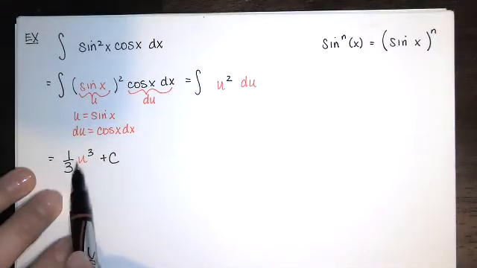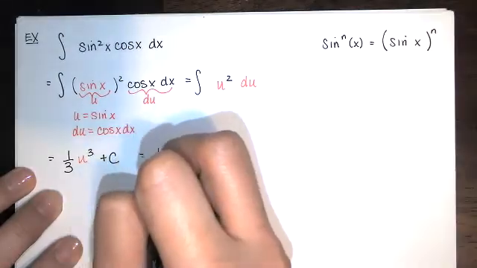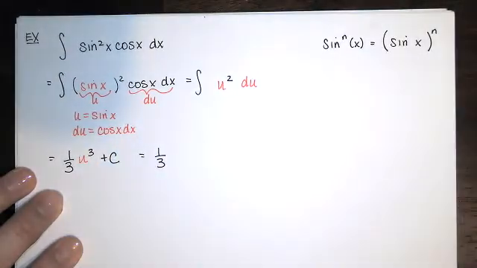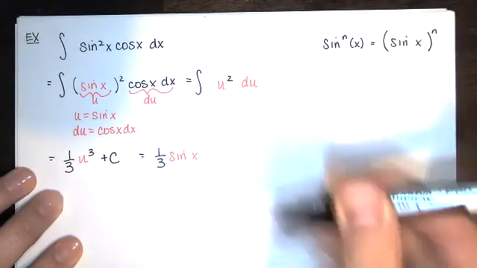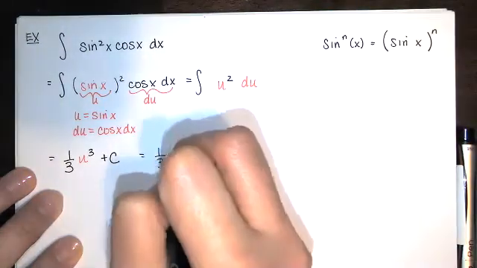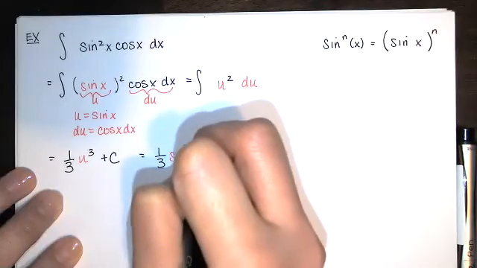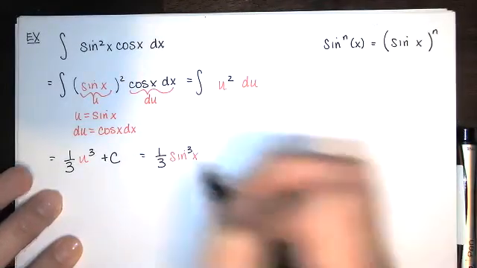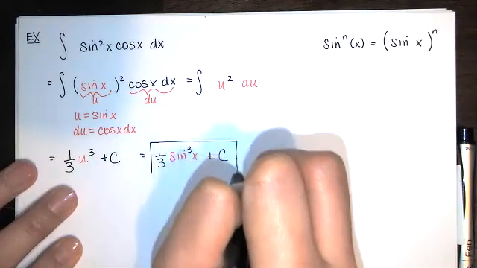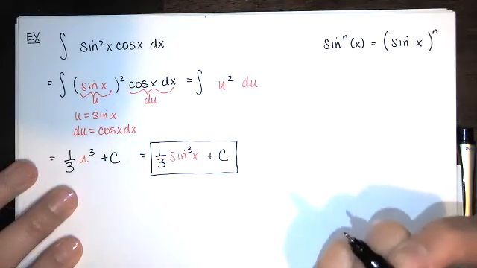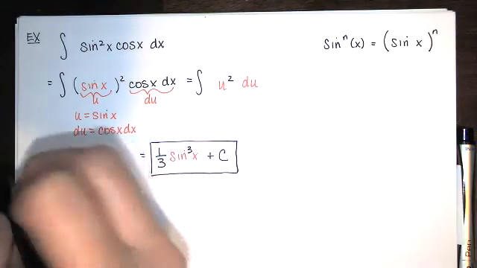So if I've got 1/3 u cubed plus c as my answer, this becomes this. U is actually sine of x. And when I mean to cube sine of x, I don't write sine of x in parentheses quantity cubed. That's standard notation. We write sine cubed x plus c, and that's our answer. That's just a u-sub with some trig functions.